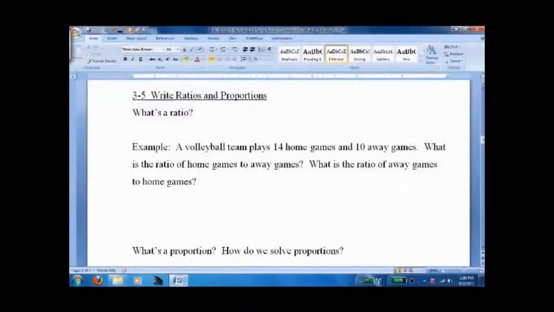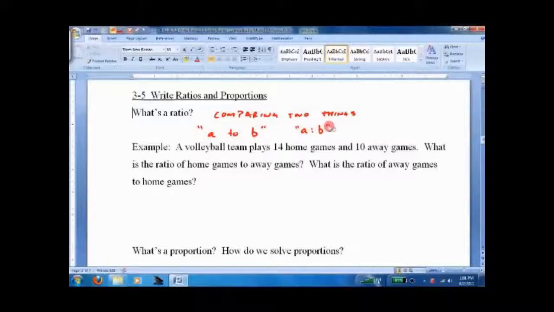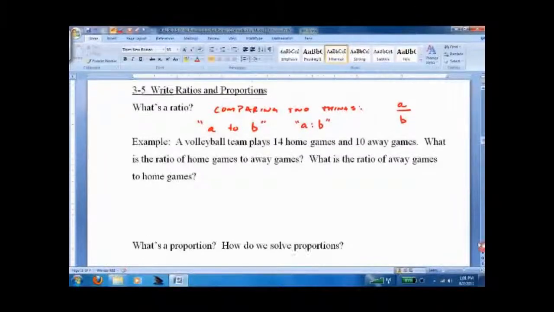This unit's about writing ratios and proportions. So we start with the simple question of what is a ratio? A ratio is real simple, just comparing two things. And we can write that several ways. We can write A to B, so we'd be comparing A and B, or just A colon B, which you'll see every now and then, especially in geometry. Or the way we're going to write it, A over B. That's the way you'll see it, generally speaking.